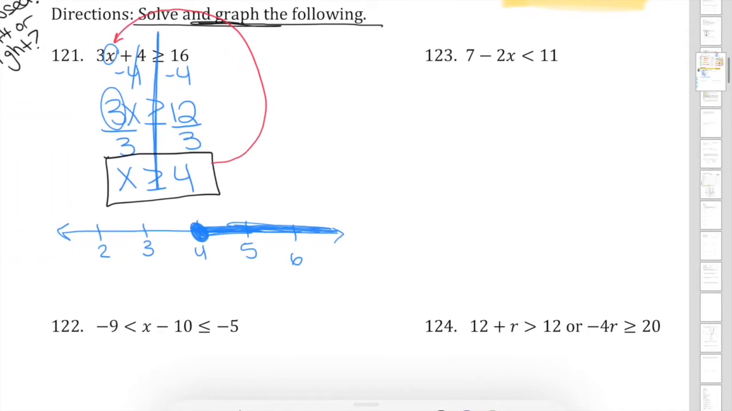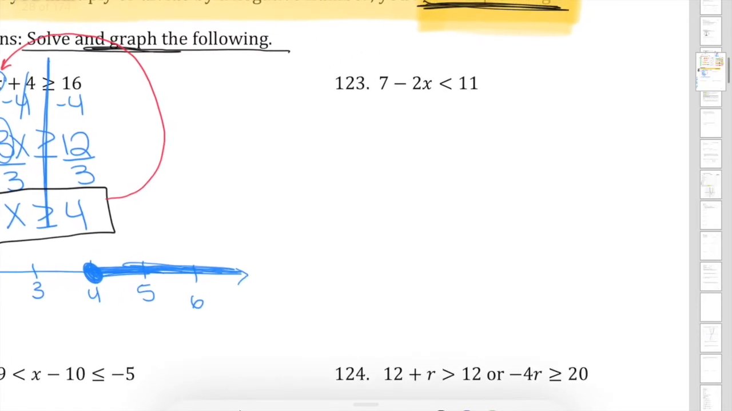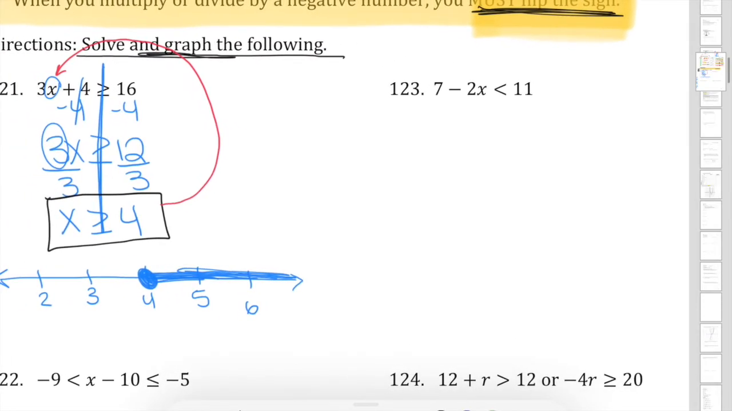Okay, next one is 123. Yep, I'm gonna go out of order here. We're gonna skip 122 for now, and I'm just gonna move over here to 123. Okay, so it's still in that basic format. It's a little out of order, but it's the same essential steps for solving an equation. So this is a less than symbol. Okay, so I'm just gonna draw that line.